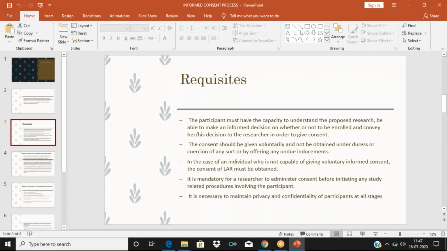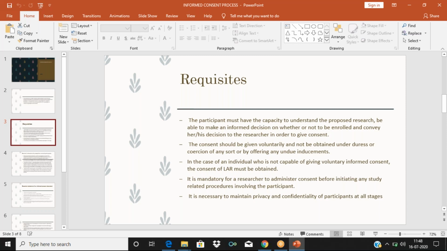Maybe we can see certain doctors and certain people in poor villages. These village people will be afraid of the doctor. Such things should not be done, and such exploitation should not happen. So the researcher has to explain very well to the participant, and the participants have to participate without any force.